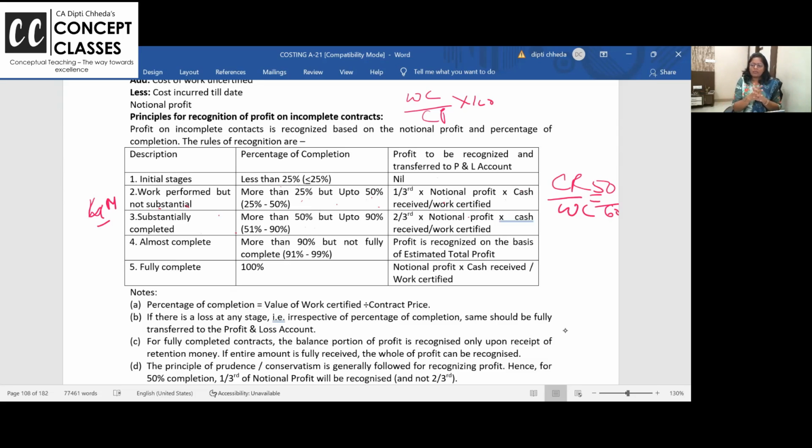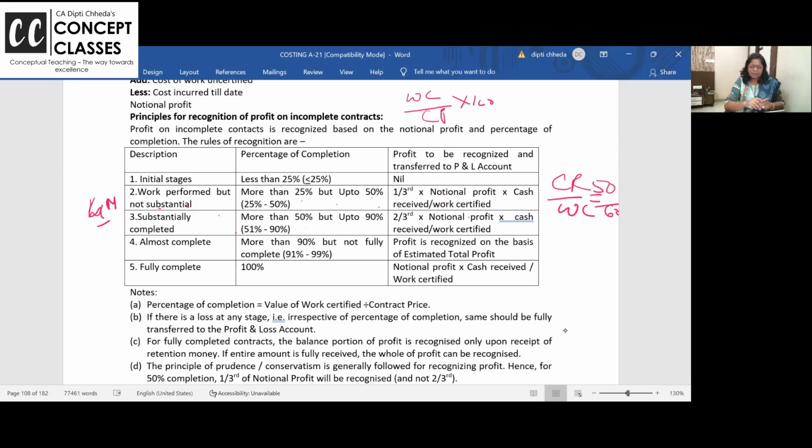Two-thirds of the notional profit into cash received by work certificate. And if more than 90% of the contract is over, then the future cost till date is what you write on the debit side of the contract account. If you can estimate the future cost, then cost till date plus the future cost gives you the total cost, and estimated total contract revenue minus estimated cost will give you the estimated profit.